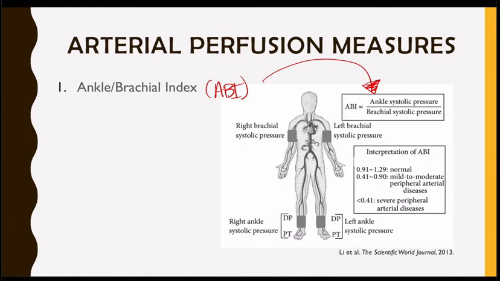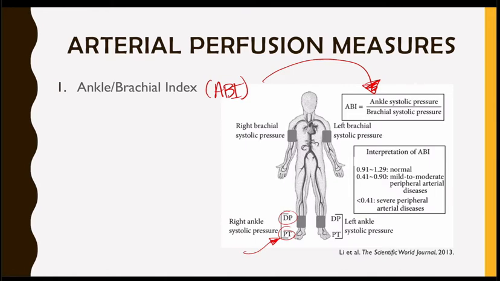For the ankle systolic pressure, it is appropriate to take this in either the dorsalis pedis or the posterior tibial artery. That's what the DP and the PT stand for on this picture. Now, in a normal, healthy individual, your pressure should be just about the same, whether it's in your arm or your leg. If anything, maybe a little higher in your lower extremity because of the effect of gravity. But in general, they should be about the same.